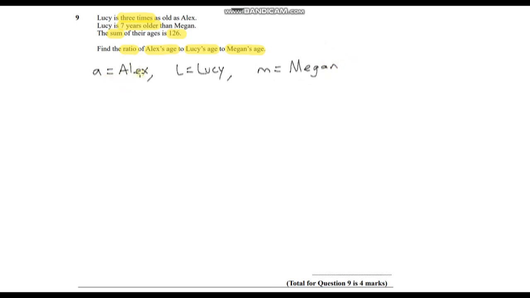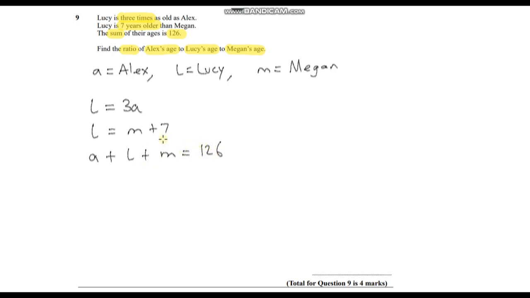And now we've put all of the names as different letters, we can just go through each sentence and write down an equation for each one. So Lucy is 3 times as old as Alex. So that will be L equals 3A. Lucy is 3 times older than Alex. We're also told that Lucy is 7 years older than Megan. So that is going to be M plus 7. Be really careful. It's not 7M. That would be 7 times older than Megan. It's whatever Megan's age is plus 7 years. And finally, we're told that the sum of their ages is 126. So that would be A plus L plus M equals 126.